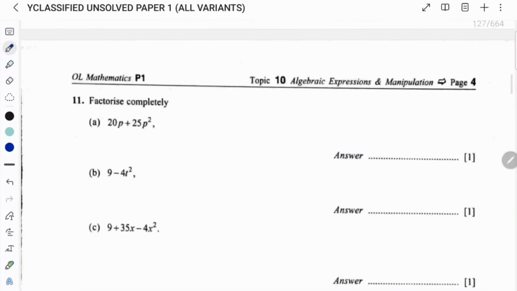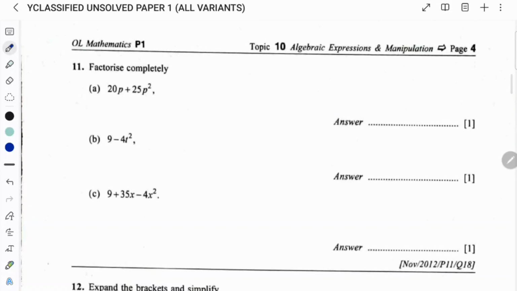That's the best thing. Now question number 11, 20p plus 25p square. Again take out common, so that is 5p common. 5 times 4 is 20 and 5 times 5 is 25. We cannot do more. 5p and 4 plus 5p.